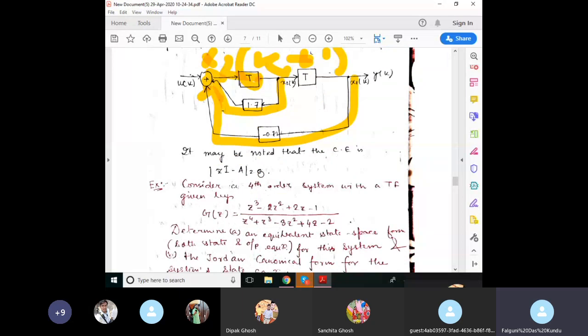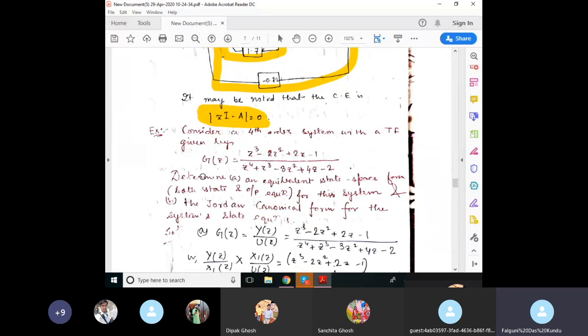Okay, so the characteristic equation in case of a continuous LTI system is the determinant of sI minus A equals 0, but in case of an LTI discrete system, the characteristic equation is the determinant of zI minus A equals 0. Okay, so for a second we can discuss the second order system.